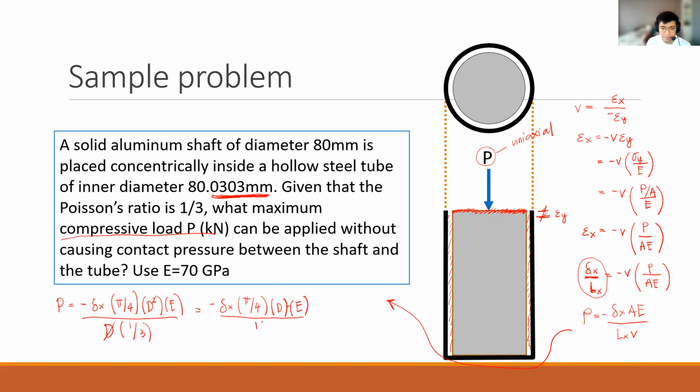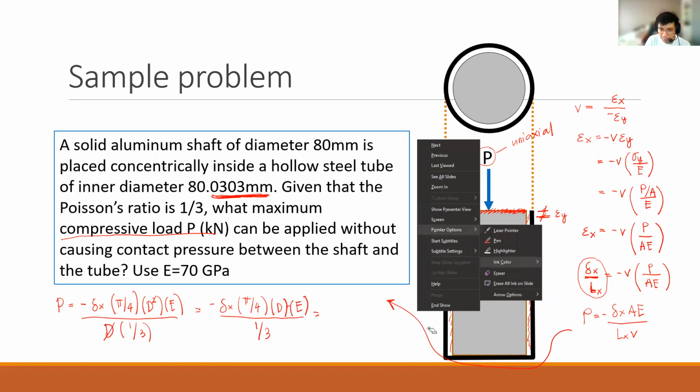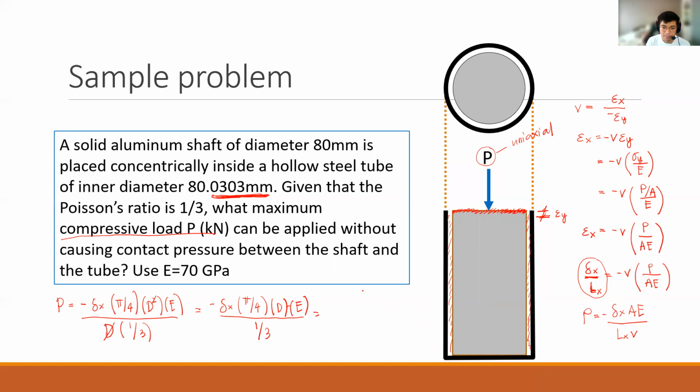And then divided by 1/3. So further giving you this would be negative 0.0303. So take note it's in millimeters. So pi over 4, the diameter is 80 millimeters. So again, for the modulus of elasticity, we try to convert it into Newtons per millimeter squared, so that our answer is in Newtons. You can just convert it into kilonewtons if the force is too large. Then divided by 1/3. So hopefully this time our answer is correct.